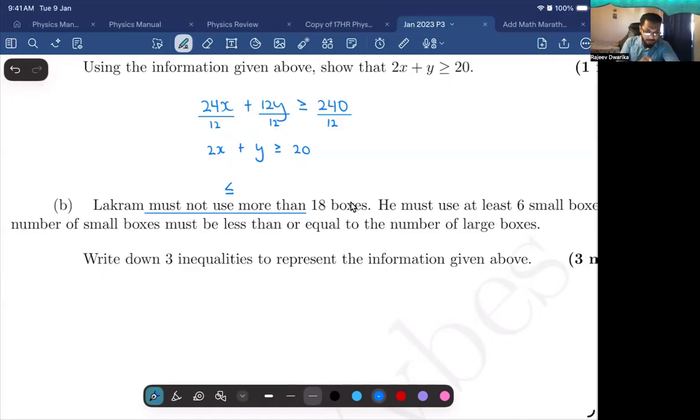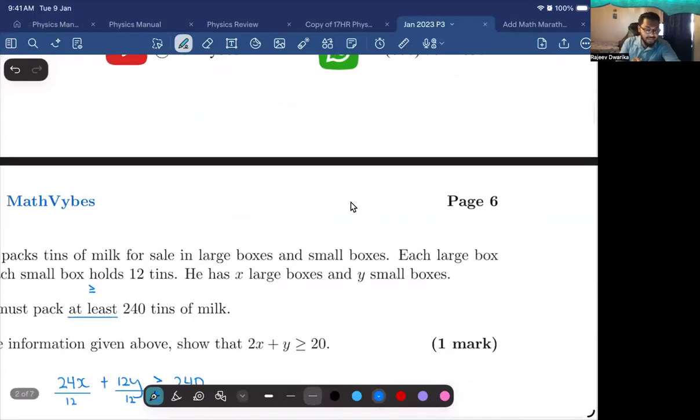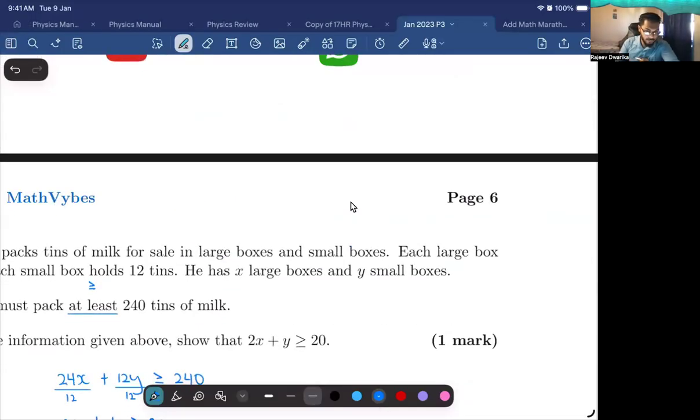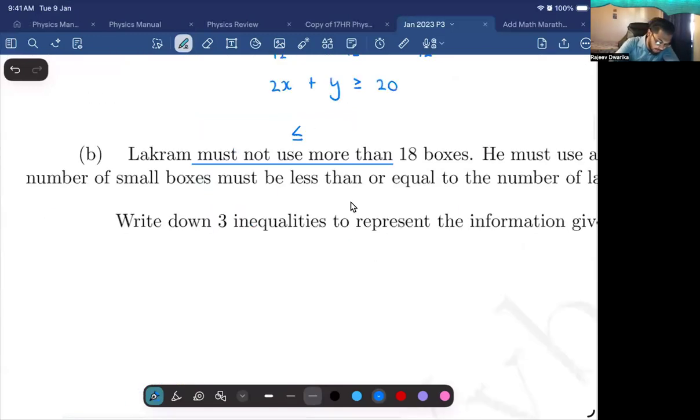So if Lakram must not use more than 18 boxes, then the total number of boxes must not exceed 18. And we said we had X large boxes and Y small boxes. So in other words, X plus Y is supposed to be what? Less than or equal to 18. Great. That's my first inequality.